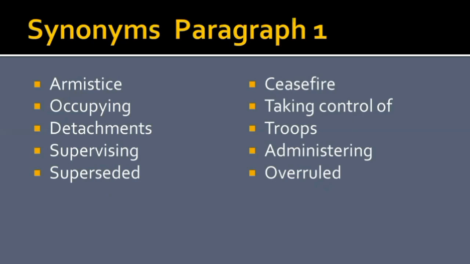Occupying means taking control of. At Istanbul, the old British embassy was now the British High Commission, supported by military and naval detachments. Naval, related to navy. Detachments means troops. Allied officers were supervising the police and the ports. Supervising, administering. And the normal machinery of the government was practically superseded. Superseded means overruled by orders and suggestions from the allies. So this is paragraph number 1. I have told you the synonyms of this paragraph.